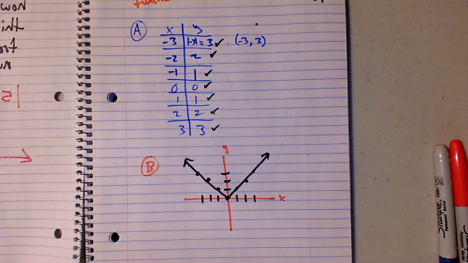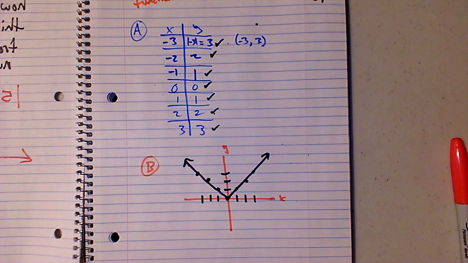I get a V-shaped graph. So if you're working in your workbook, on page 589, part B, go ahead and draw that. If you are doing this in your notebook, once again, just indicate that this is on page 589. And then finally, part C.